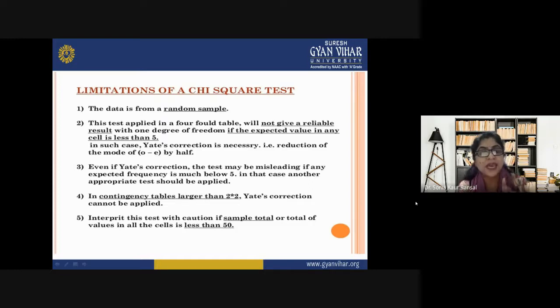In such a case, Yates correction is necessary. This is another modified form of the chi-square test. It involves reducing the modulus of O minus E by half. Even with Yates correction, the test may be misleading if any expected frequency is much below 5. In that case, another appropriate test should be applied. In contingency tables larger than 2 multiplied by 2, Yates correction cannot be applied. So interpret this test with caution if the sample total, or total values in all the cells, is less than 50.